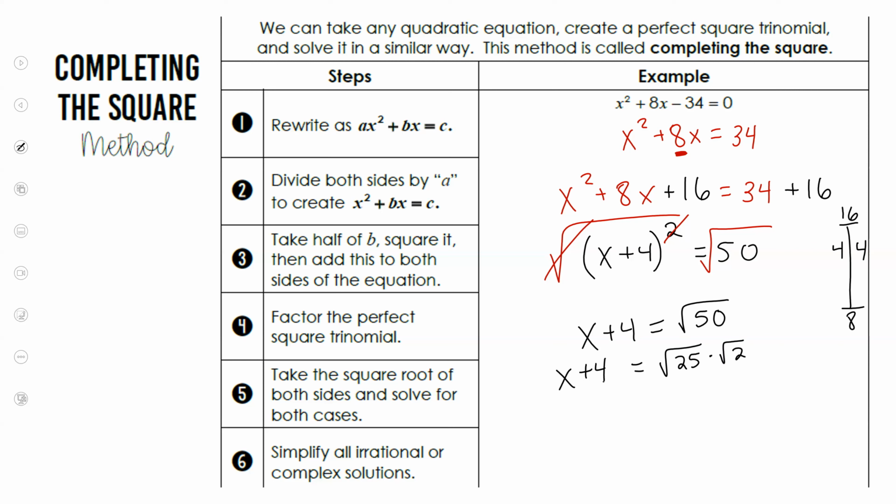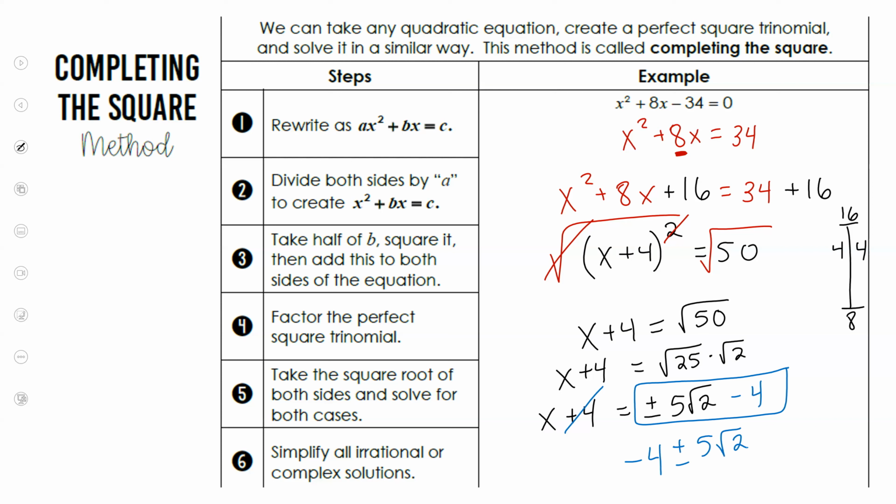So the square root of 25 is 5. So I'll have plus or minus 5 square root of 2 on this side. And then my last step would just be to subtract 4. So cross out that 4, put a minus 4. So you can write your answer like this. You can also write the negative 4 in the front, plus or minus 5 square root of 2. You can write it either way. They're both correct.